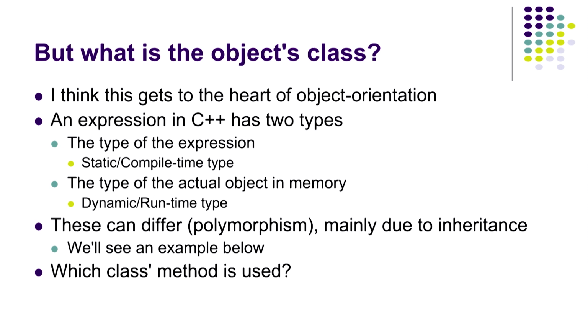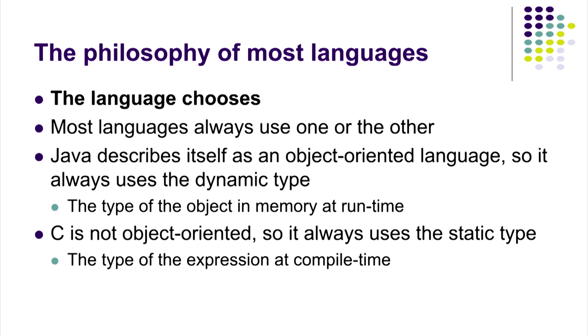And when the same object has one runtime type and one compile time type, that's typically called polymorphism. And in this case, well, which class's method is used when you perform an operation on that object? Now, here's the philosophy most languages take, which is the language chooses. And most languages always use either the runtime type or the compile time type.